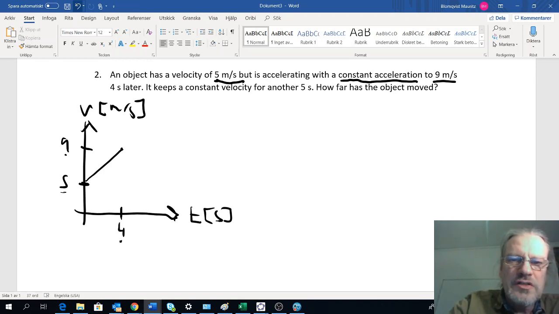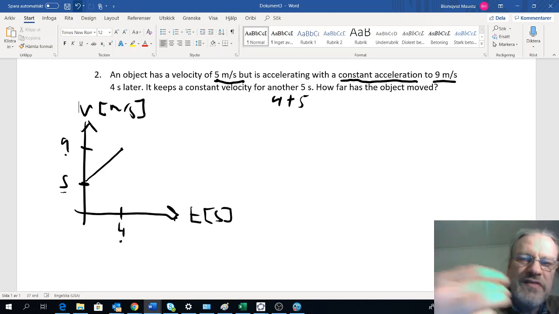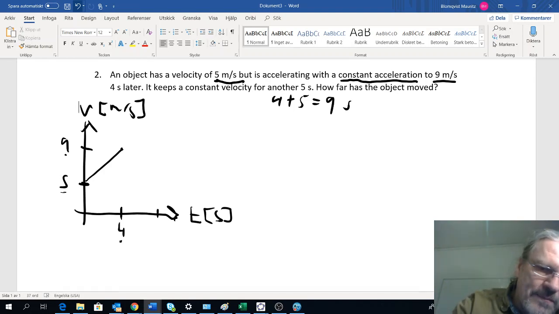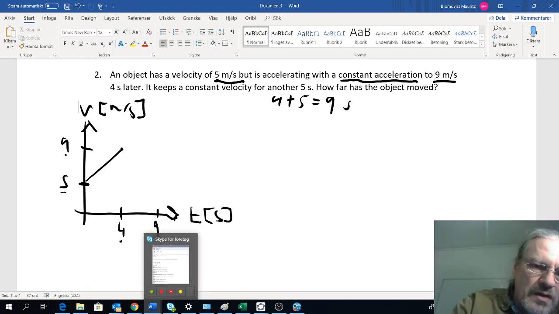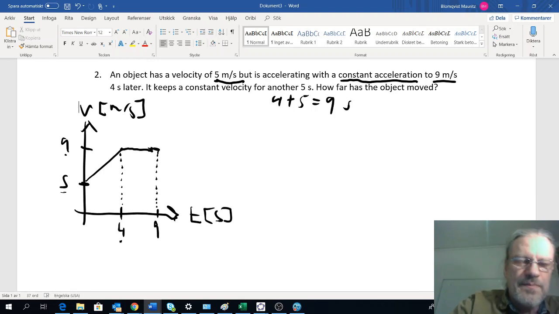It keeps a constant velocity for 5 seconds. Keeping constant velocity means that it will keep having 9 meters per second for another 5. So the time will be 4 seconds plus the 5 seconds. We start at 0, then 4 seconds later we have accelerated to 9 meters per second, and then we keep 9 meters per second for another 5 seconds, and 5 plus 4 equals 9. So 9 seconds later we are over there. So we keep a constant velocity of 9 meters per second up to the time 9 seconds.